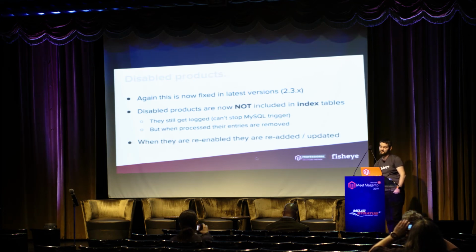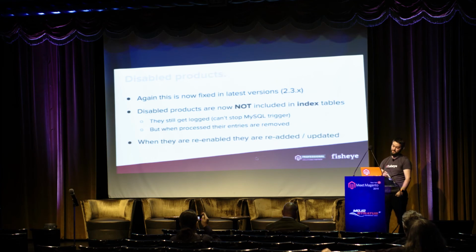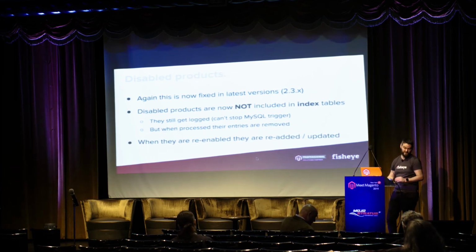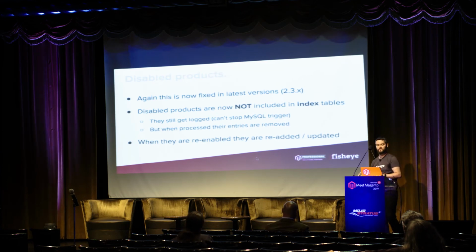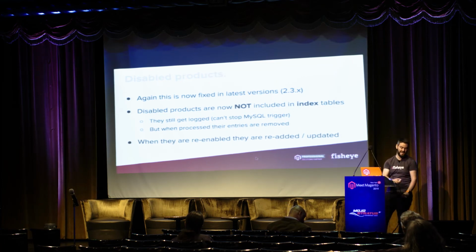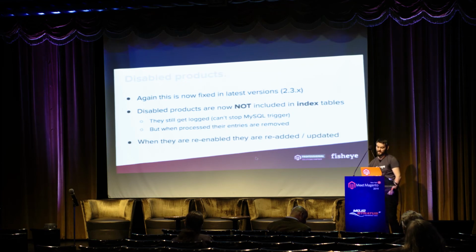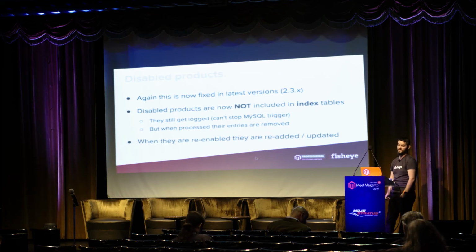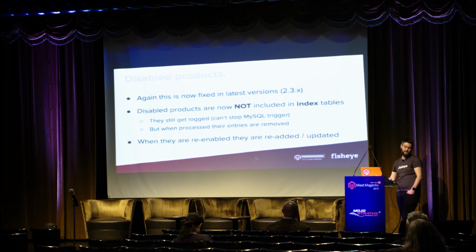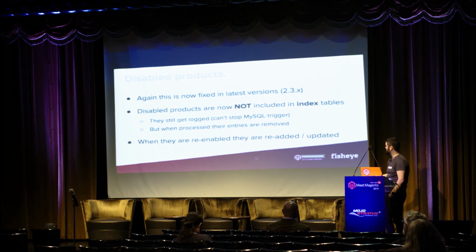There's actually a bit of a change between 2.2 and 2.3. It might be in the latest versions of 2.2, but I'm not 100%. But in 2.3, for definite, disabled products are now actually removed from the index tables, which is better because they don't need to be there in the first place. So if we disabled product ID 11, and then the reindex ran, ID 11 would just be removed from the index table, which reduces the amount of data, and it's much better from that point of view. If you then re-enable them, they'll get re-added and updated if things have changed while they've been disabled.